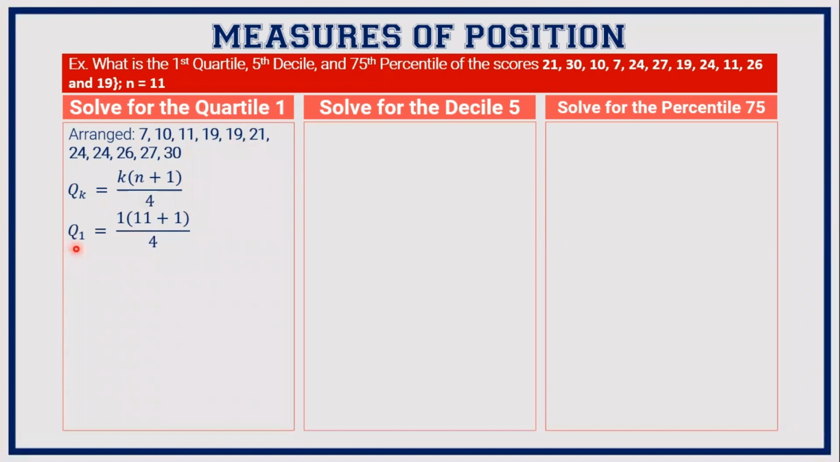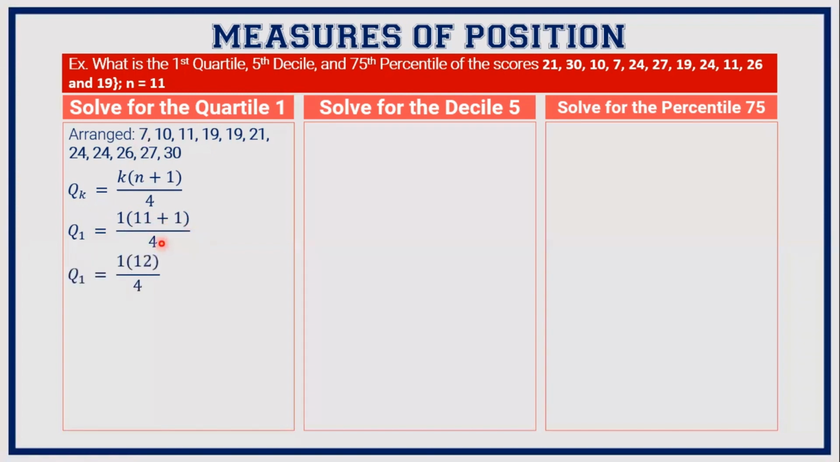This is what I've told you just a while ago. We need to change the k into what position we are looking for. So we're looking for the quartile 1. So we substitute 1 to k. It's equal to 1 times the quantity of n plus 1. So our n here is 11. So plus 1, all over 4.